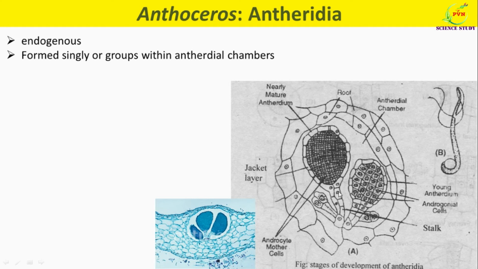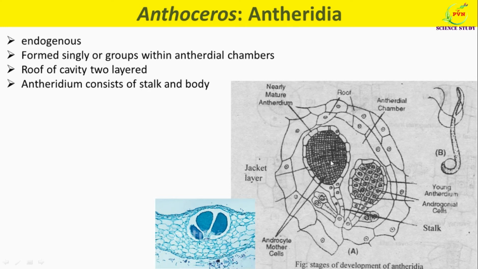Antheridia are formed singly or in groups on the dorsal or upper surface of the thallus within the antheridial chamber. So this is the antheridial chamber. Inside this antheridial chamber, Antheridium is produced. The roof of the antheridial cavity is made up of two layers, and it is formed of the gametophytic tissue, as you can see here.